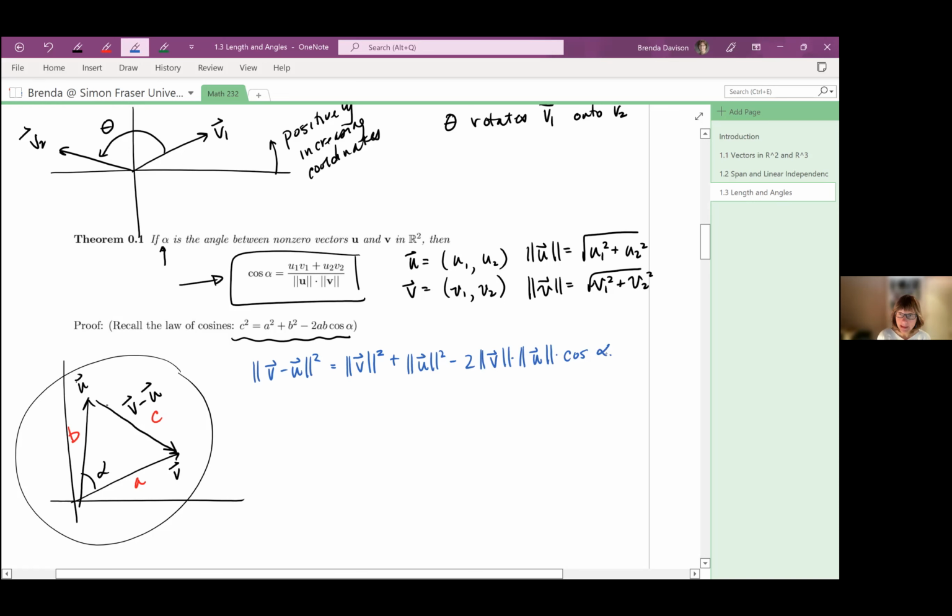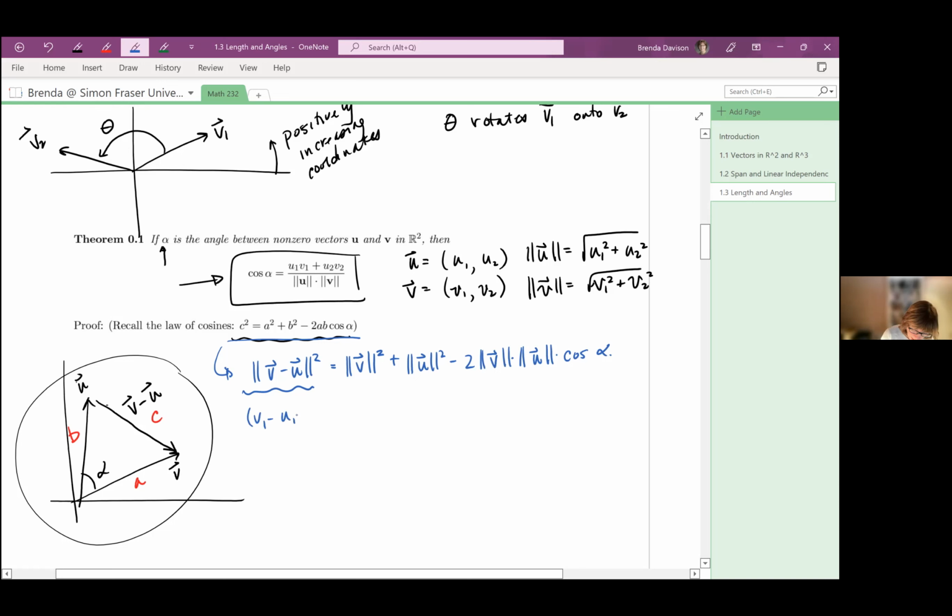Okay, so now we've used this, and we've just written it out in our new language. And now what we're going to do is manipulate this around until we have the result that we desire there. So I'm just going to now write out, we know how to compute the norm of something. And so we're going to write that out in terms of the components of those vectors. So that's going to look like this.